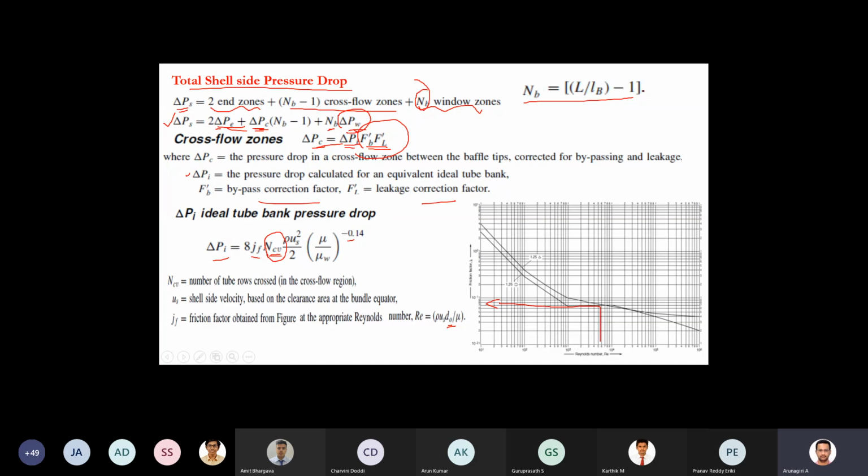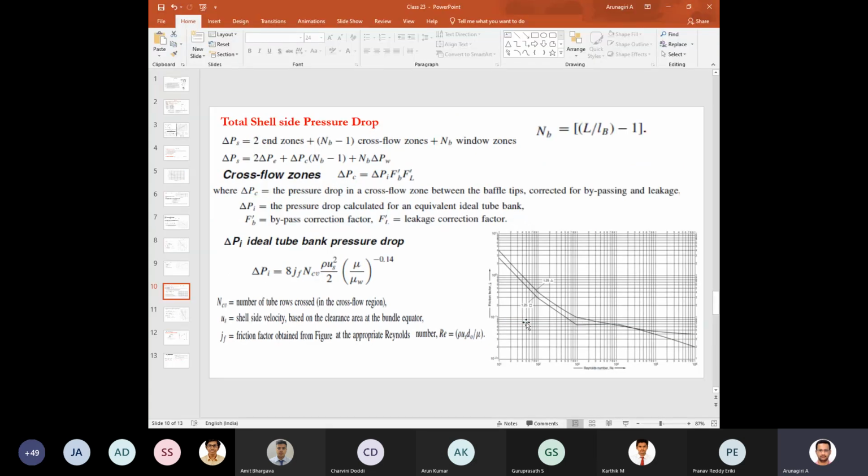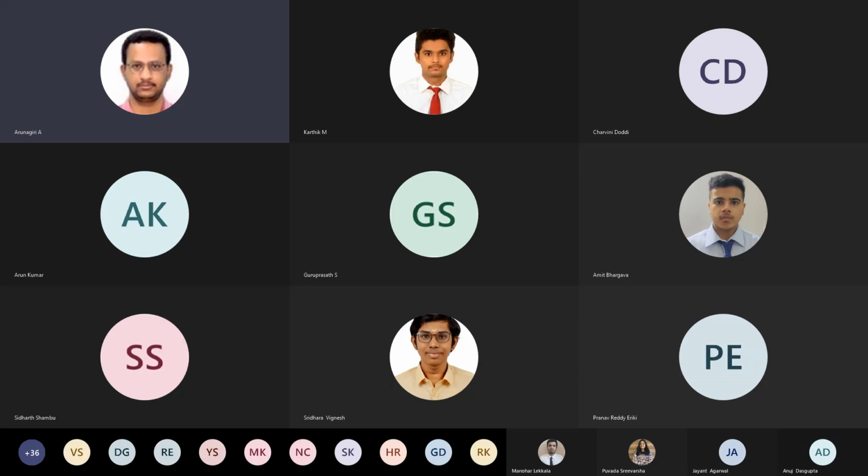If you have any doubts, please ask. I request you to please refer to this example problem in Coulson and Richardson volume 6, 12.4. You can refer to it, or I can share it now here.